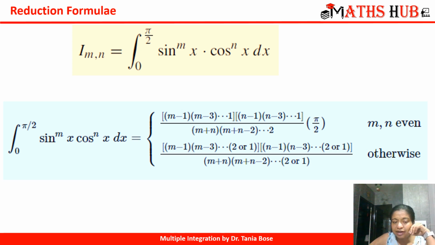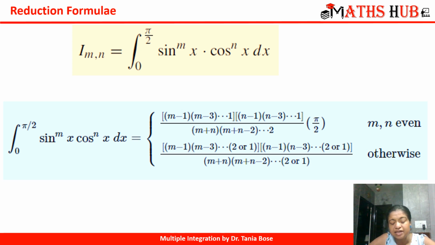So how are the exponents expanded? We will start with the power of sine, that is m. We will subtract all the odd terms, m minus 1, m minus 3, and so on up till 1. Similarly, we will take the next exponent, that is n, and keep on subtracting n minus 1, n minus 3, and so on up till 1. And then we will add the two exponents, that is m plus n, and we will keep on subtracting all the even terms from it.